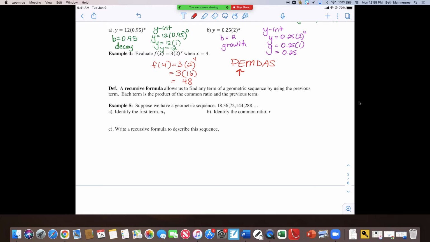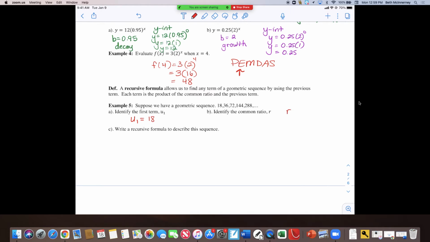All right, then a recursive formula allows us to find any term of a geometric sequence by using the previous term. Each term is the product of the common ratio and the previous term. So I'm going to lead you through this, and hopefully this will come back to you from Algebra 1. Suppose we have a geometric sequence, 18, 36, 72, 144, 288, and so on. We call the first term u sub 1. So my first term is 18. So we would write u sub 1, and that's a subscript, is 18.